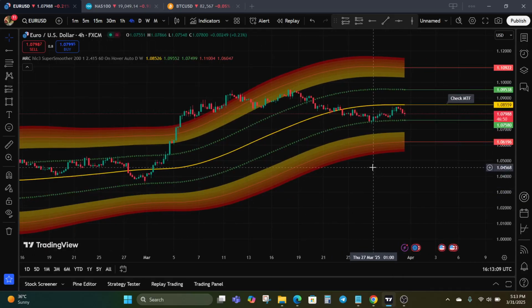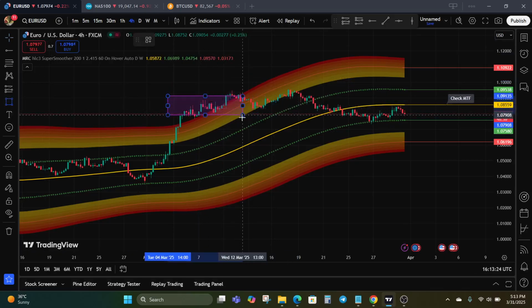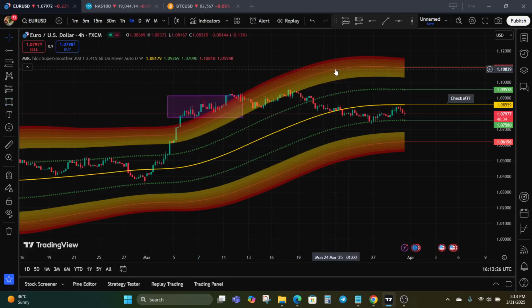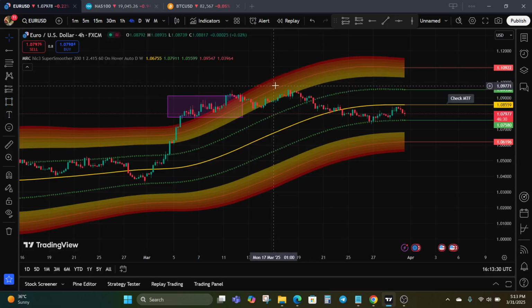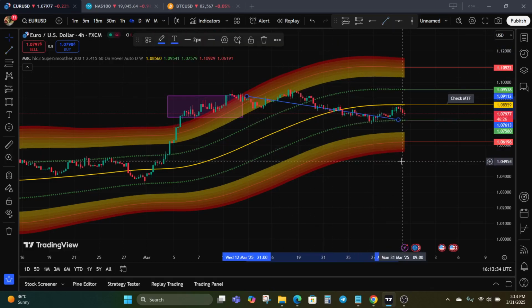So when price moves above the upper boundary of the MRC channel, the market is considered overbought. So we actually had an overbought condition around here, right? Meaning that it's at a level where sellers may step in. And you can see shortly afterward, we had a decline, right?